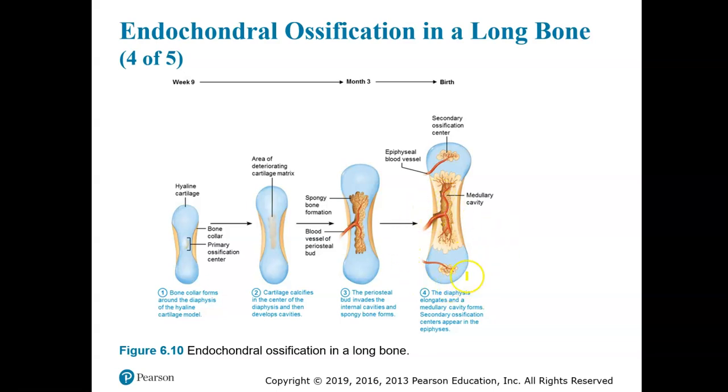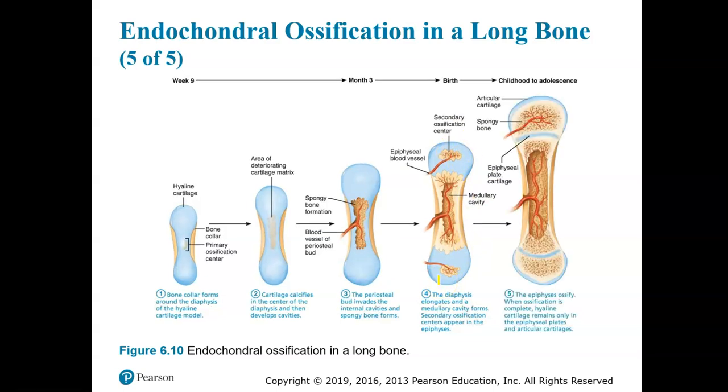The critical event that happens at step 4 is the formation of secondary ossification centers, and those form in the epiphyses. In step 5, the epiphyses ossify, or fill in with bone tissue, and the only cartilage that remains is the articular cartilage that lines the ends of the bones, and the hyaline cartilage that forms the epiphyseal plate, and that will stay there until the bone has reached its full growth.